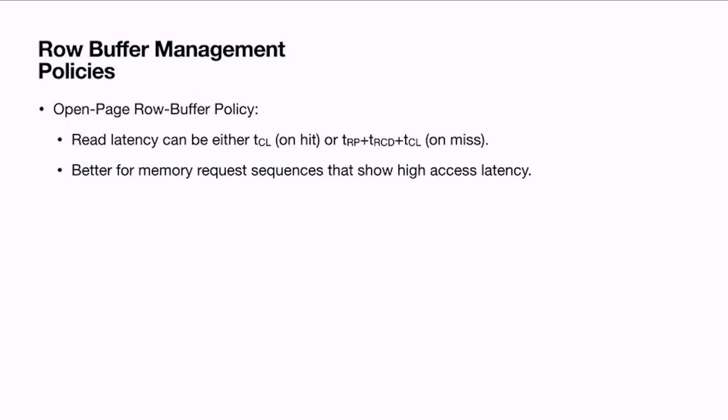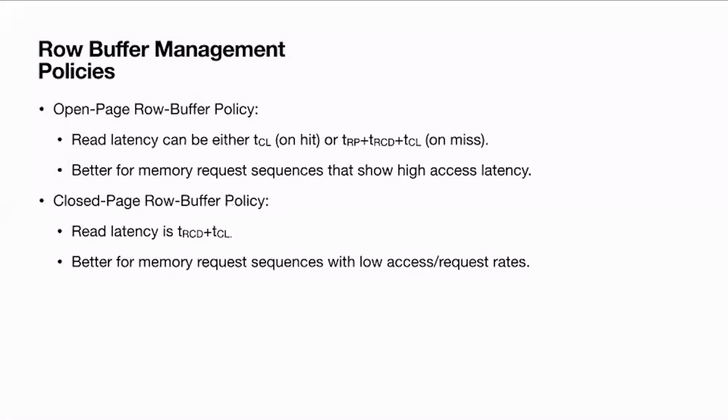So if I consider the other policy, I open the row for servicing one request, and once the request is serviced, I just close it. So that when the next request comes, the sense amplifier buffer is empty and the DRAM bank precharging is already done. So you don't incur TRP latency in the critical path. So your latency will always be TRCD plus TCL.